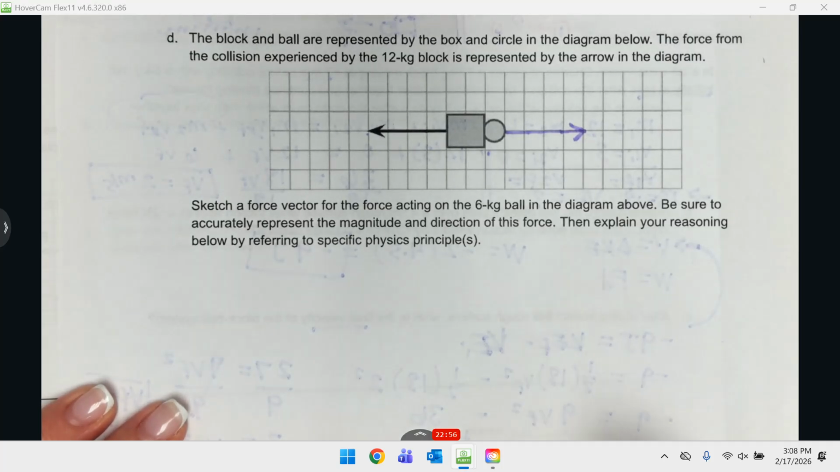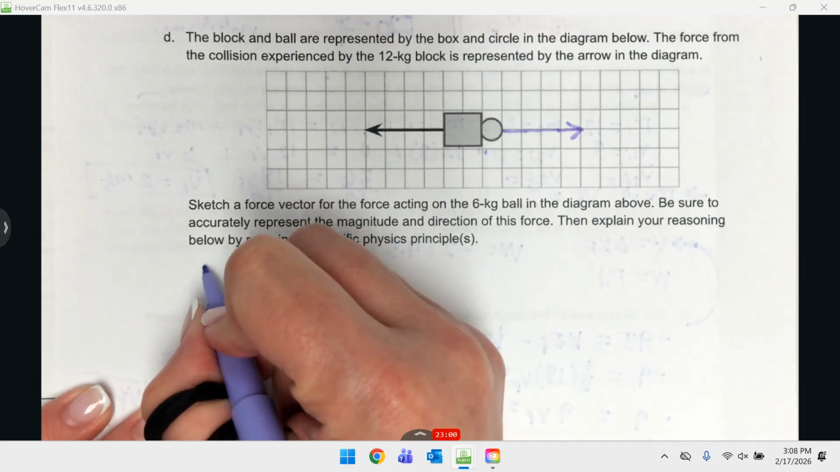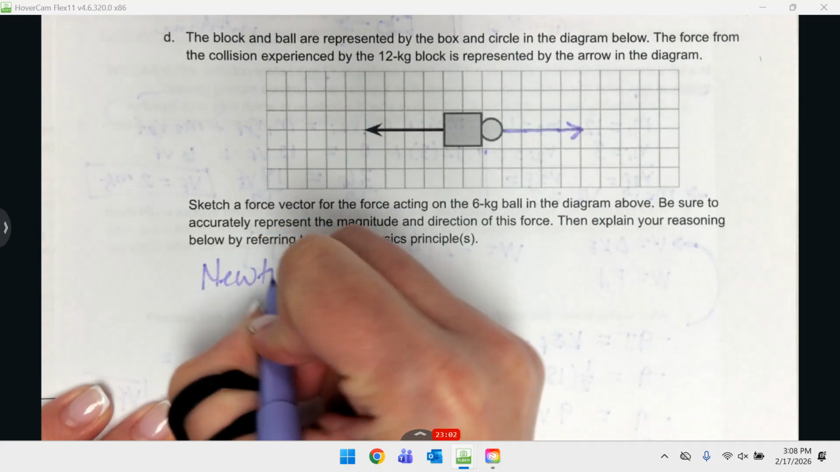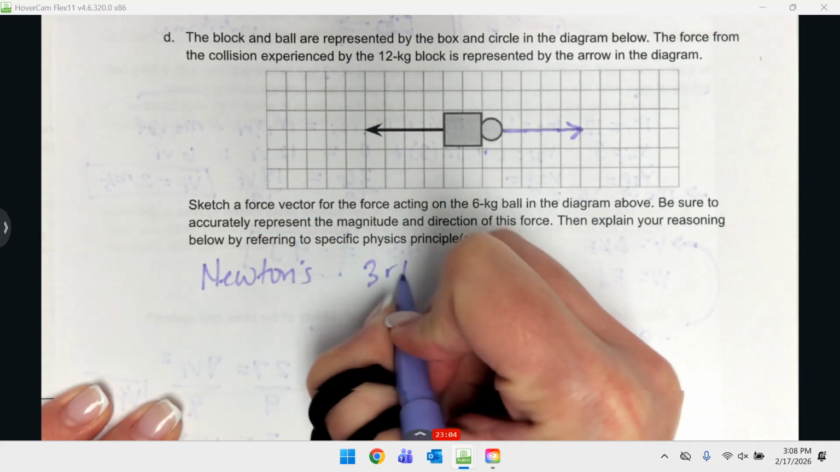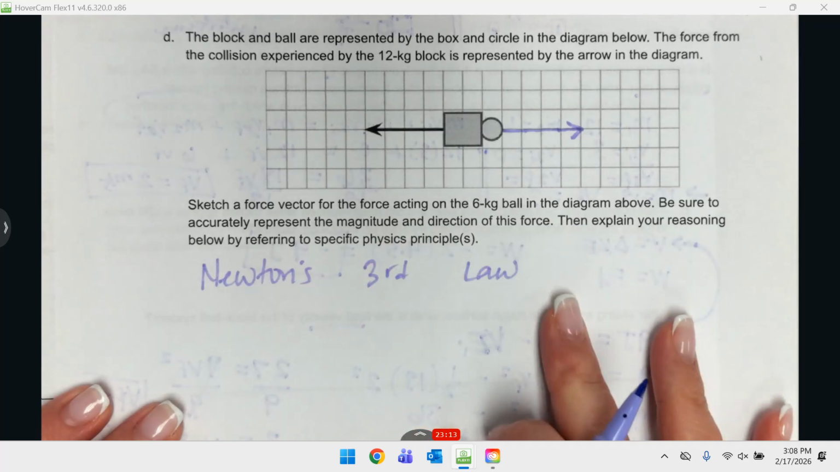Okay, and so that's what you're going to tell me down here when you explain it, that this is Newton's third law. For every action, there is an equal and opposite reaction. This constitutes a force pair. You need to write something about that here.